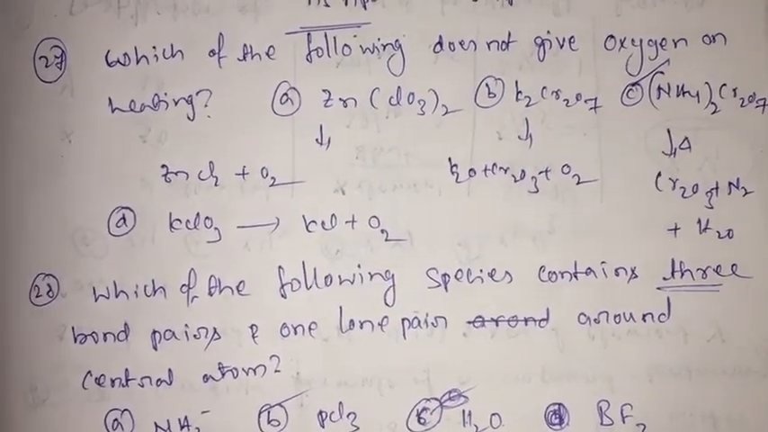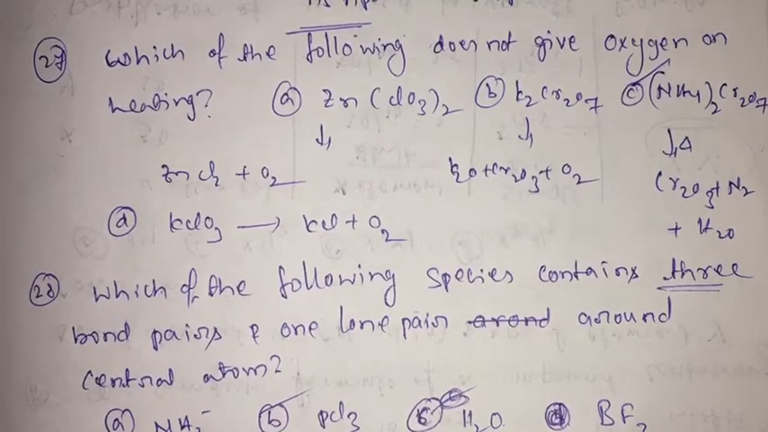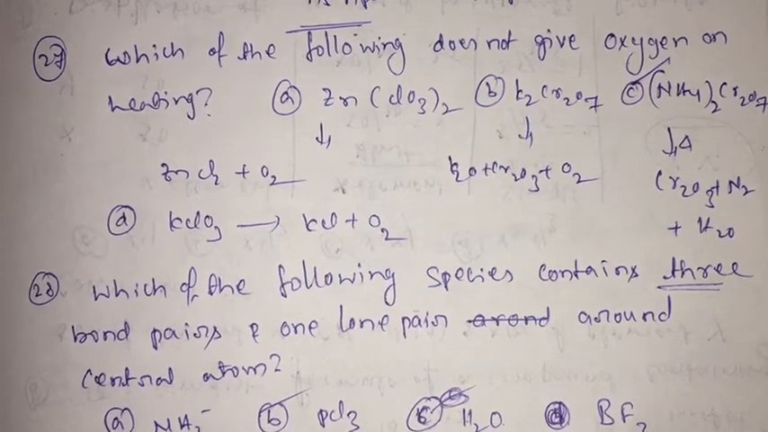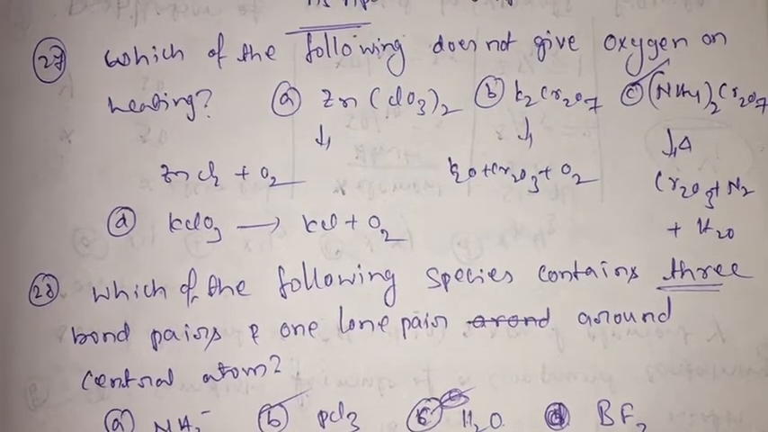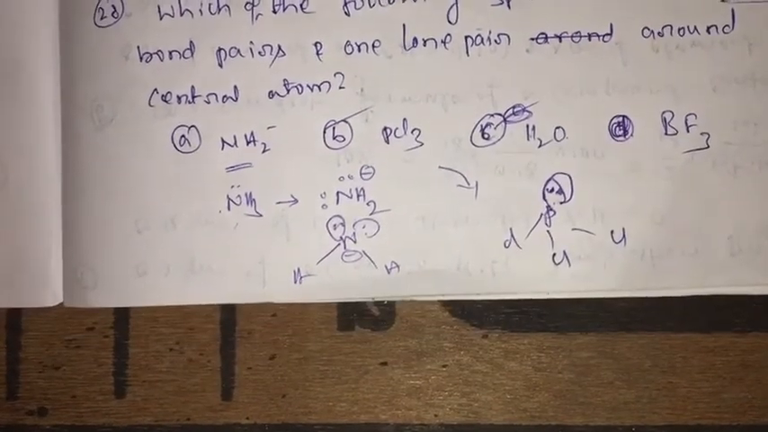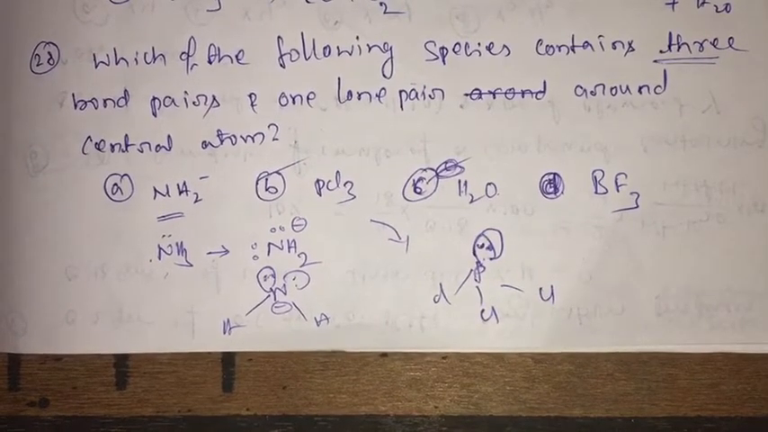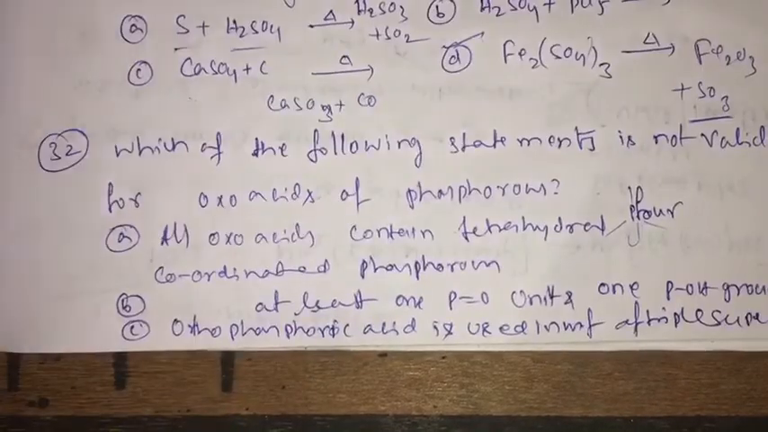Next, which of the following does not give oxygen on heating? Zn(ClO3)2? Which of the following does not give it? See here, ammonium dichromate: based on the options, it will give nitrogen gas, you know that, according to the equation. Next, which of the following species contains 3 bond pairs and 1 lone pair around the central atom? Structural observation gives PCl3.